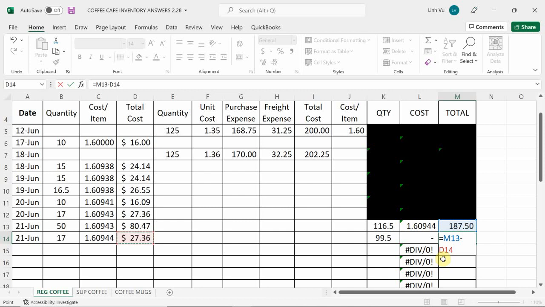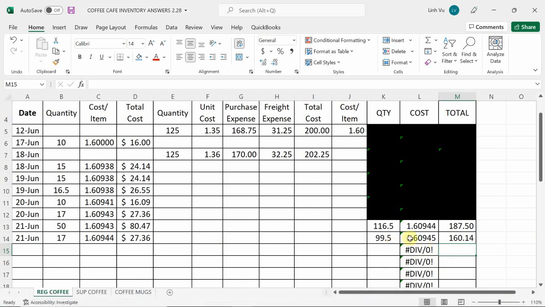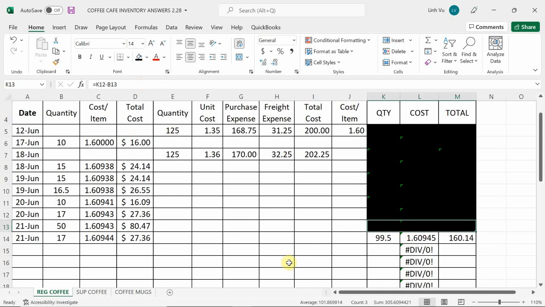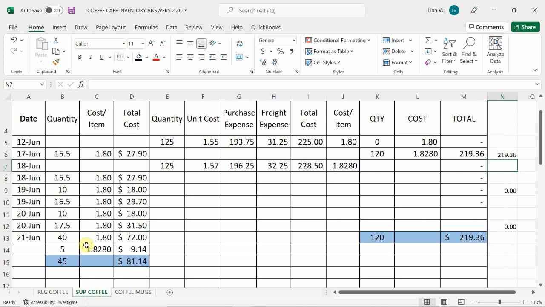187.50 minus 27.36. We got 160.14. So in this case, my average cost per item also increased by 1/1000th of a penny. So we end up using $27.36 worth of regular coffee.